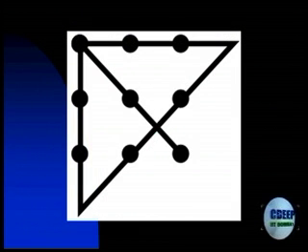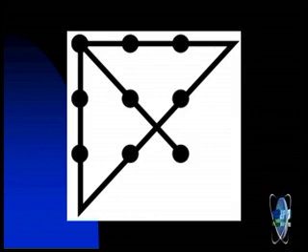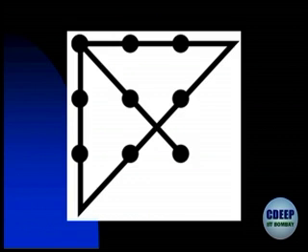What's the answer? How do you solve this? You start from the dot here, you go across, so this is the first line, then you go into the second line. The point is that you are going beyond the 9 points, you are not restricted to the 9 points. So once you go beyond 9 points, then you can come back: line number 3, line number 4.